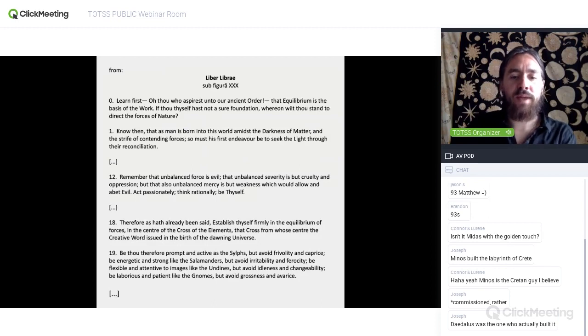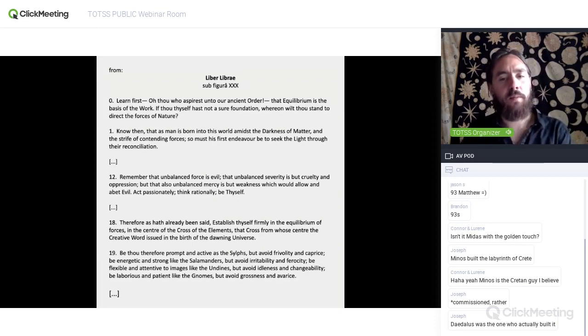Be thou therefore prompt and active as the sylphs, but avoid frivolity and caprice. Be energetic and strong like the salamanders, but avoid irritability and ferocity. Be flexible and attentive to images like the undines, but avoid idleness and changeability. Be laborious and patient like the gnomes, but avoid grossness and avarice.